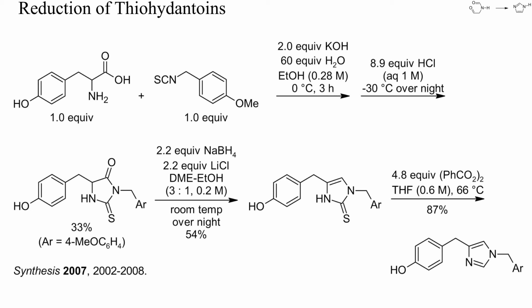These strategies are only rarely used, however, because the starting materials are not readily available, because these reductions are often difficult, and because imidazoles are easier to prepare by other methods. In this example, a thiohydantoin was reduced to the imidazole in 2 steps with a low overall yield.